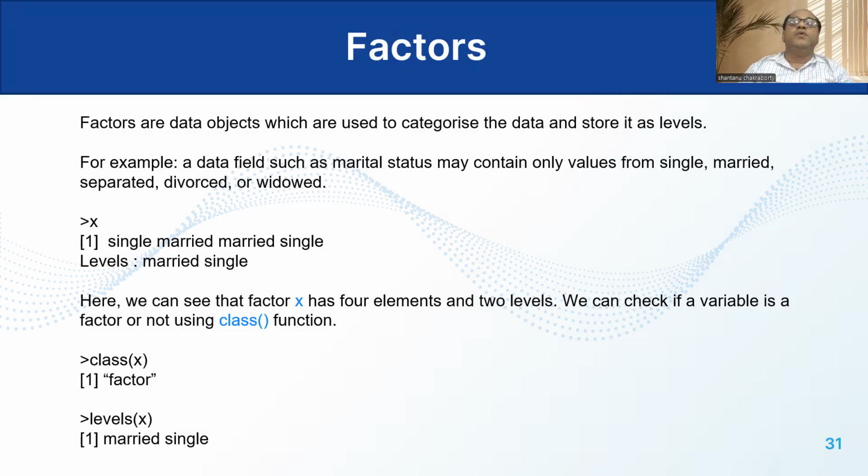Then R also supports factors. Factors are data objects which are used to categorize the data and store it as various levels. So a data field such as marital status that can only contain certain values is an example of a factor. Basically, the repetitive data are not displayed again and again. This factor has four elements and two levels, and we can check if a variable is a factor or not using the class function. If a variable is a factor, then the class function will return it as a factor.